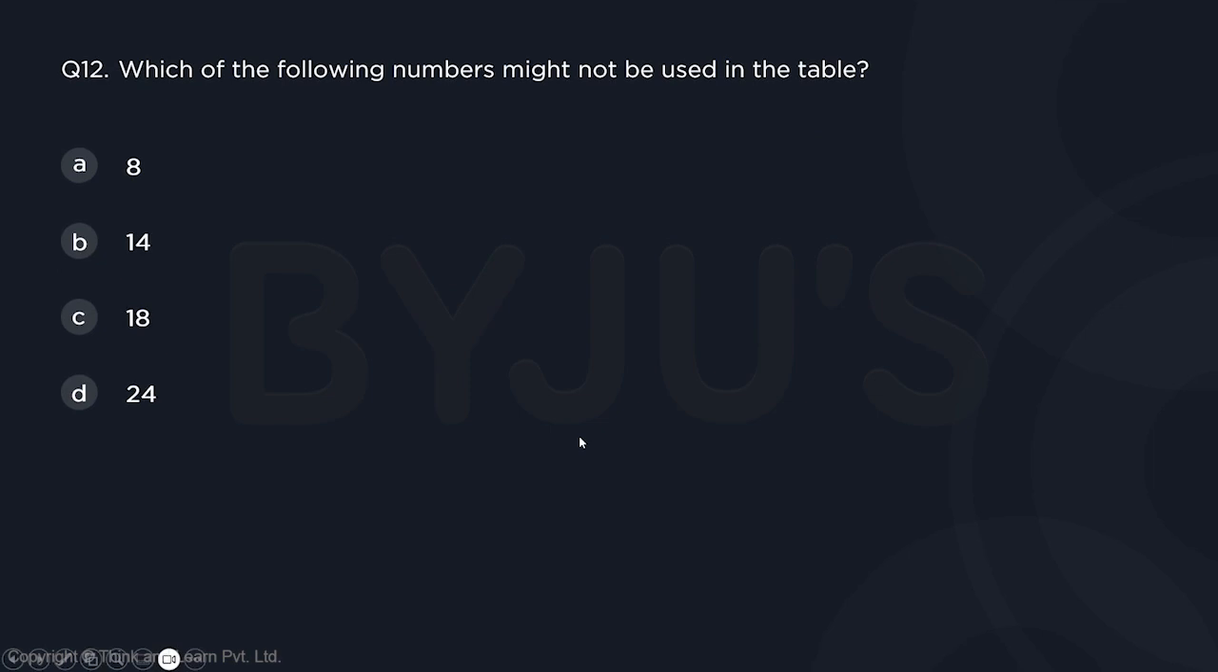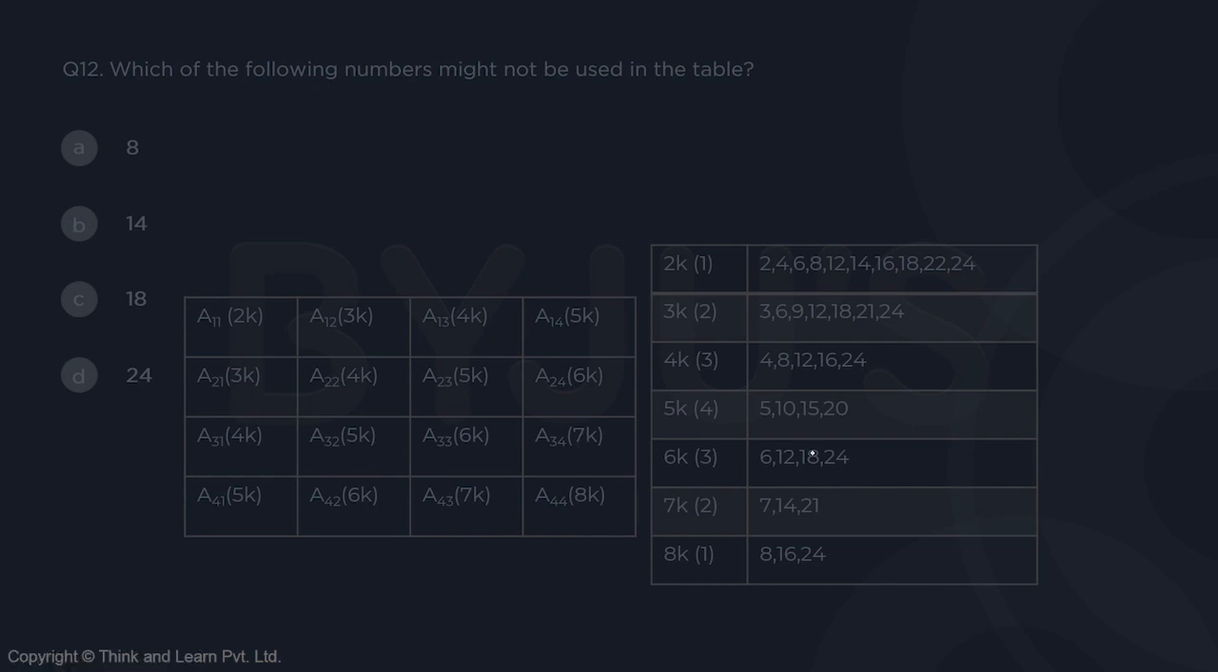Here's the next question. Which of the following numbers might not be used in the table? Okay, let's check that: 8, 14, 18 and 24. Which of the numbers might not be used over here? The multiples of 5, I can take 5, 10, 15 and 20. Now 24 must be used. I cannot say that 24 might not be used.